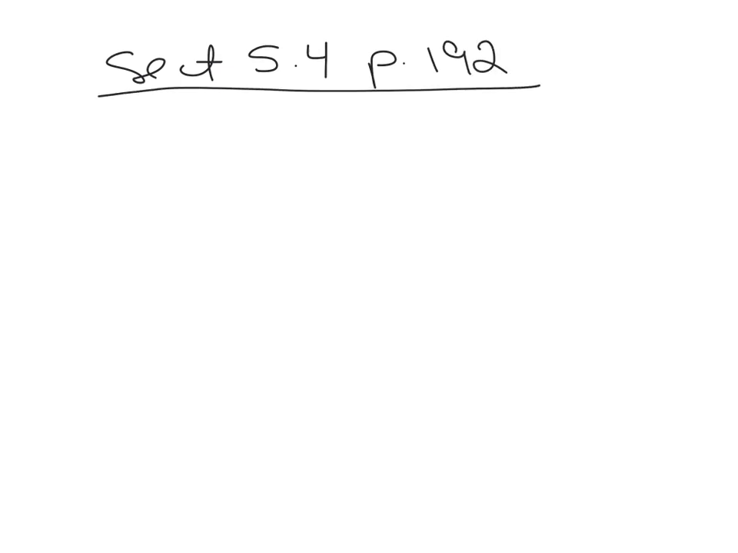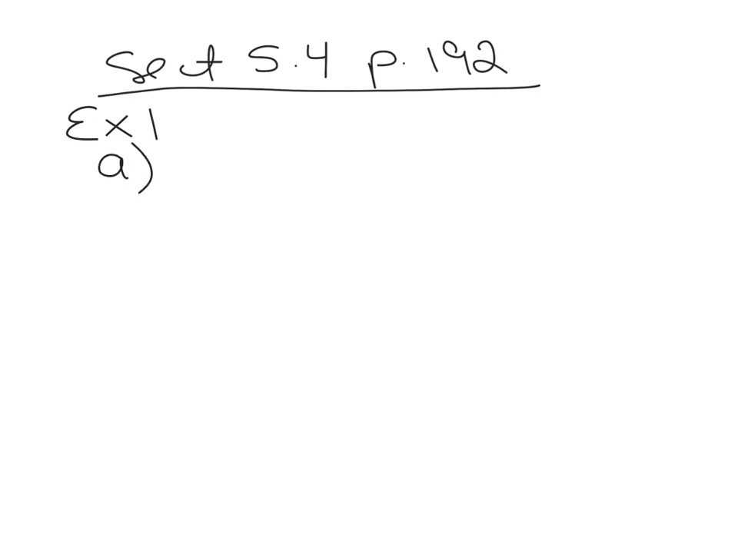All right, we're going to be working on section 5.4 of your intermediate algebra book. That starts on page 192. For example 1, we'll start with letter A.